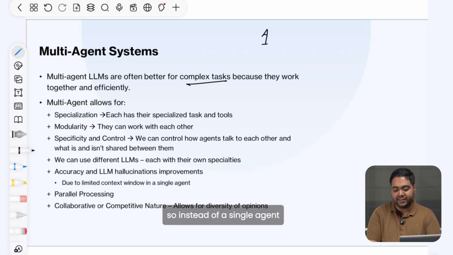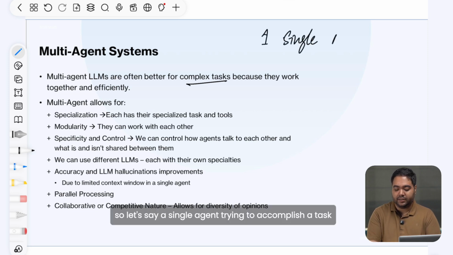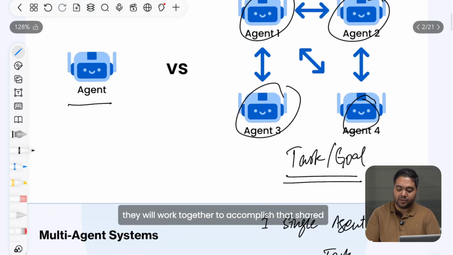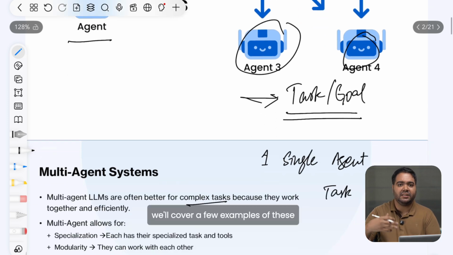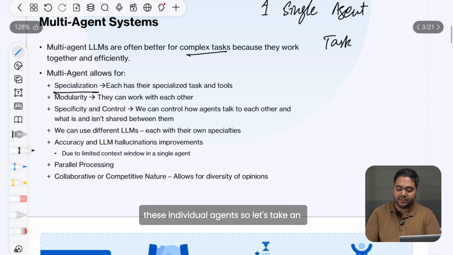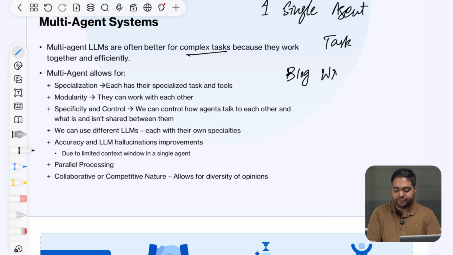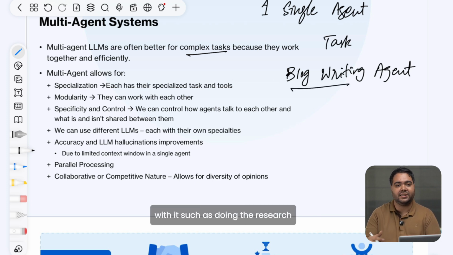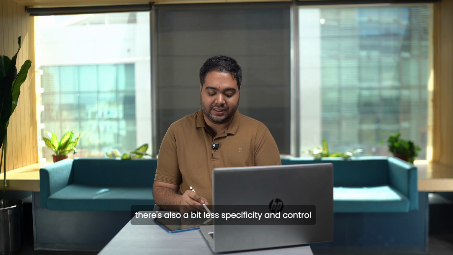So instead of a single agent trying to accomplish a task, all of these different agents will work together to accomplish that shared task or goal. We'll cover a few examples of these, and this allows for specialization of the individual agents. So let's take a simple example of a blog writing agent. For this task of blog writing, one agent could do all of the different tasks associated with it, such as doing the research, doing the writing, doing the reviewing. But in that scenario, there's very little modularity. There's also a bit less specificity and control.